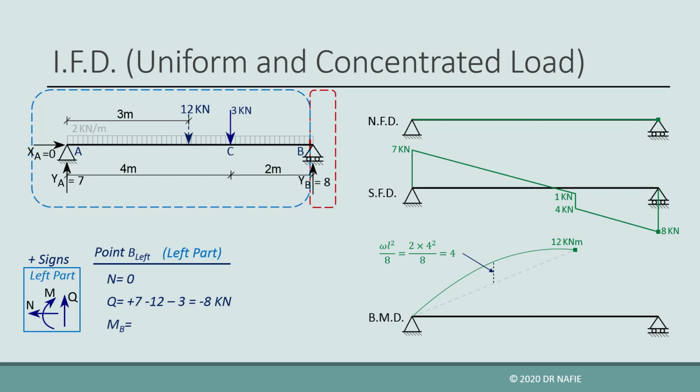The value of the moment will be calculated by taking the moment of all the forces in the left part about point B. The left part contains three forces, YA, which is multiplied by an arm of 6 meters, rotating in the positive direction, the 12 kN equivalent force multiplied by an arm of 3 meters, rotating in the negative direction, and the 3 kN concentrated force multiplied by an arm of 2 meters, rotating in the negative direction. The resulting moment about B will be 0 as expected. This can be easily concluded if we worked on the right part.